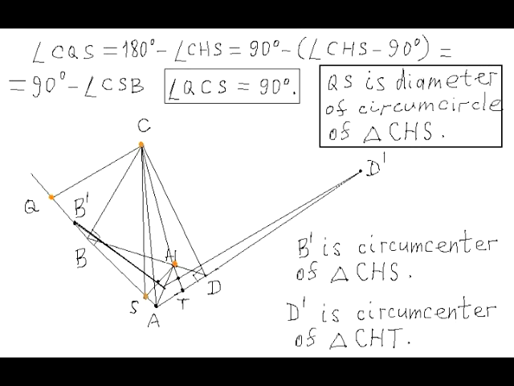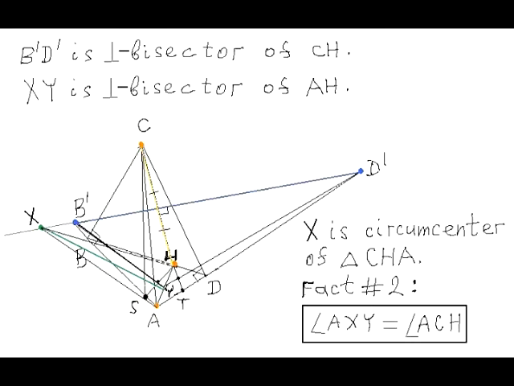And in an analogous way, we can prove that point D' is the circumcenter of triangle CHT. If we draw a straight line through points B' and D', then this line between circumcenters of triangle CHS and CHT is the perpendicular bisector of line segment CH, which is the common chord of these 2 circles.